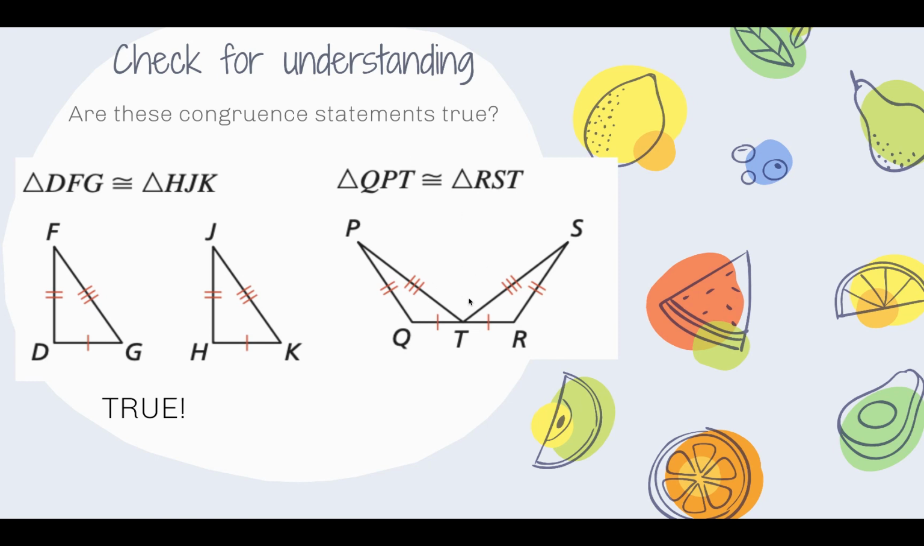And is this the correct statement? So again, we have SSS. Does Q match with R? Q is the very obtuse angle between 1 and 3. R is the very obtuse angle between 1 and 2. I think I said 3, I meant 2. So that is correct. P is this very sharp, very acute angle up here. S is very sharp and acute. 2 and 3, 2 and 3. Yeah, we're good. So that is also true.